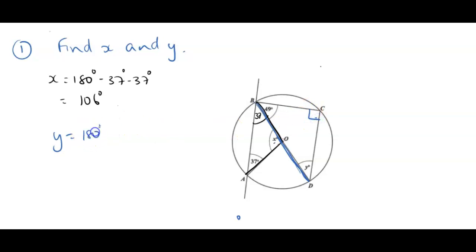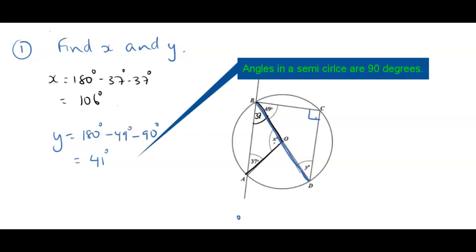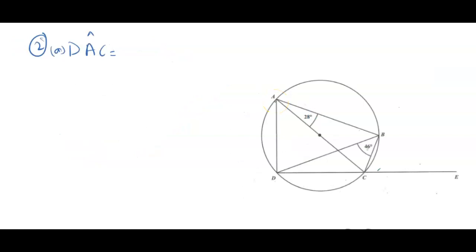So y would be 180 degrees minus 49 degrees minus 90, right? And that works out to be 41 degrees. And that's why, because angles in a semicircle are 90 degrees. So that takes me to the end of example 1. Now let me move on to example 2. Example 2 now, part A says find the angle DAC.